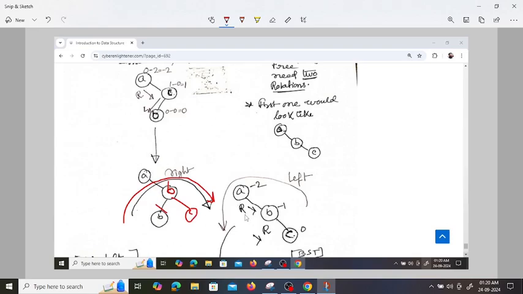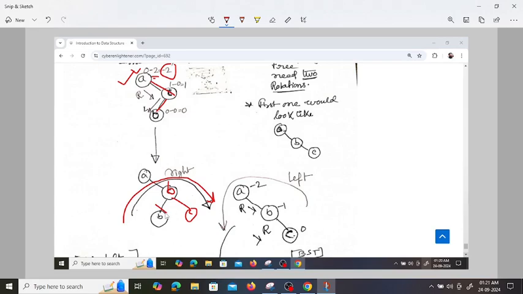First of all, you have to understand the height. A's balance factor is -2, because on the left side there is no subtree, so 0, and on the right side it is 2, so 0 - 2 = -2. That means node A is imbalanced, or unbalanced. So for this we have to do rotations.